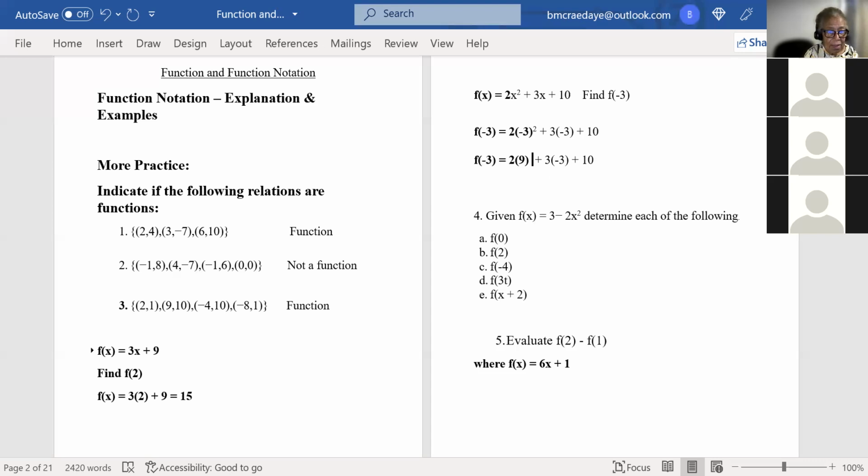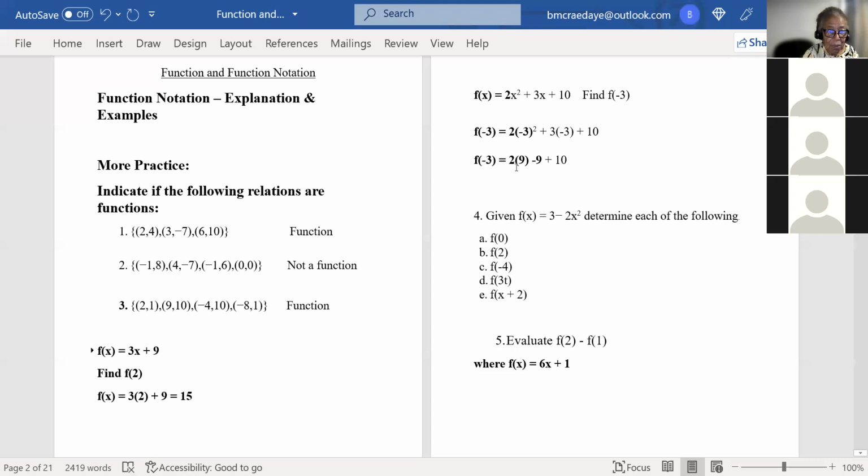9. Plus or minus 9. No. Unlike signs multiply to give you negative, like signs give you positive. So that's going to be a negative 9.